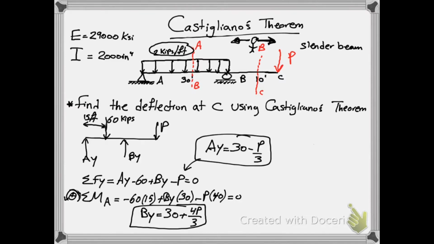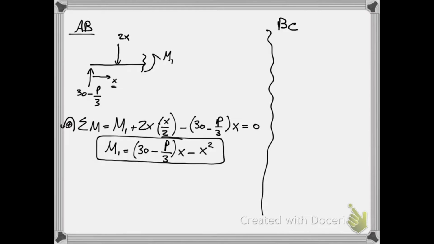So let's do that. Let's draw our free body diagram. Section cut. Here's our dummy load P, and here's our moment. Let's call this M2, and now this is point C right here, and now we're gonna have distance x prime.